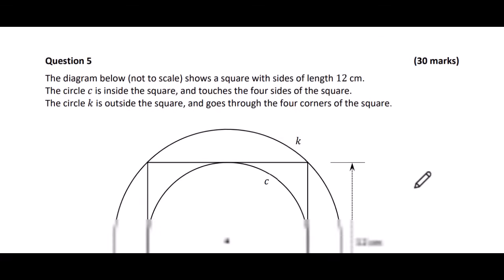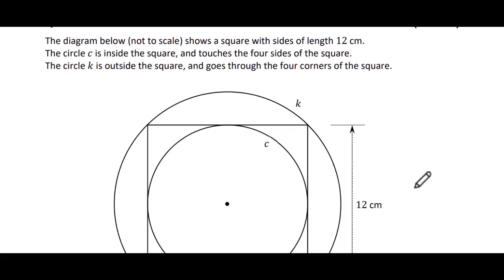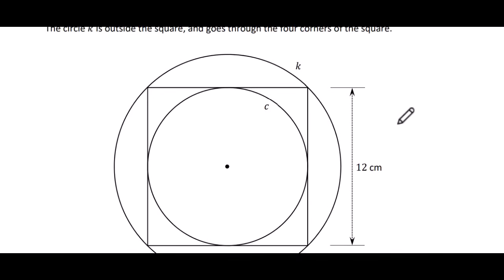Okay, next one then, question 5. The diagram below, not to scale, shows a square with sides of length 12 centimeters. The circle C is inside the square and touches the 4 sides of the square. The circle K is outside the square and goes through the 4 corners of the square. So we're given just one dimension here, and that's this here, 12. But because it's a square, we know that that's 12, and that's 12.